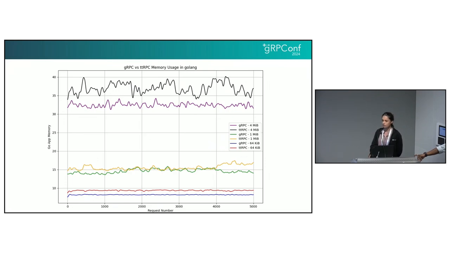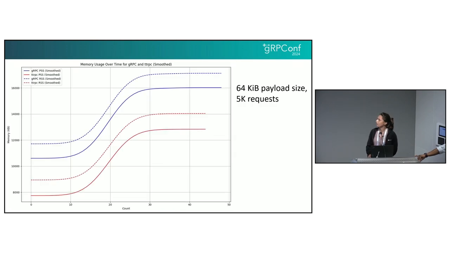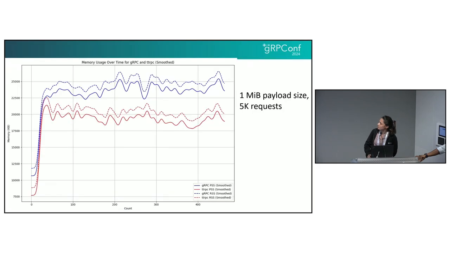We also wanted to see how this translates in physical memory usage for the two protocols. So we used PSS and RSS values from the PMAP tool, and again for three different payload sizes. And this is the data that we got. So the red line is TtRPC and the blue line is gRPC. So physical memory usage wise, let me show you the next graphs as well actually.